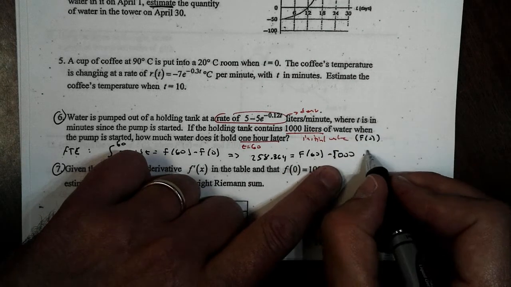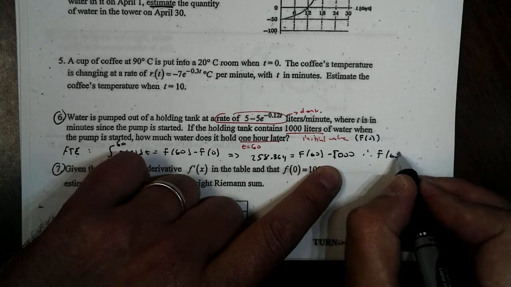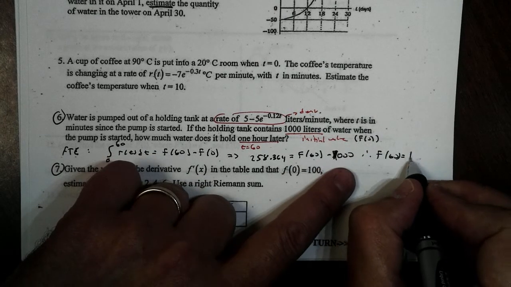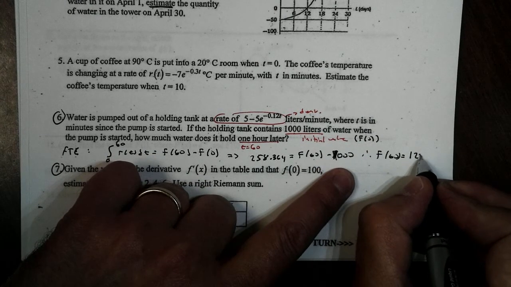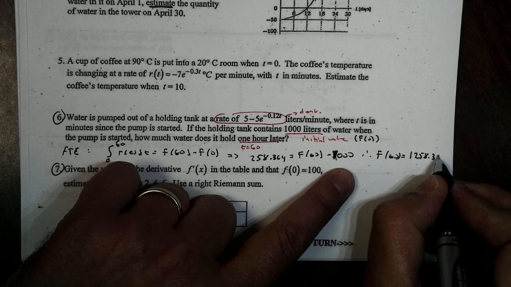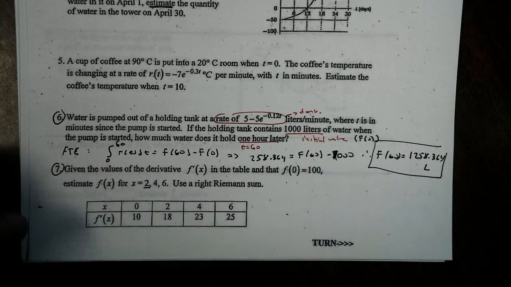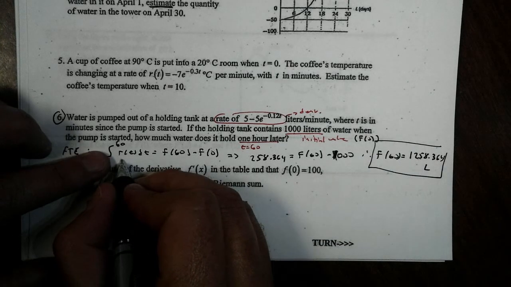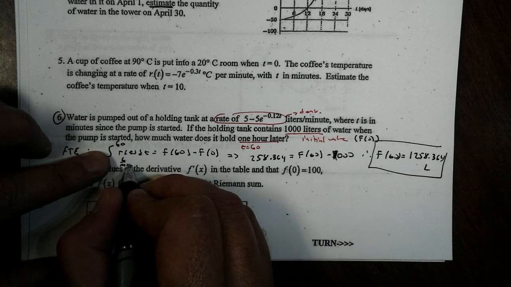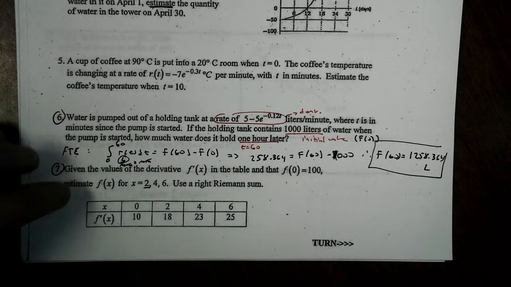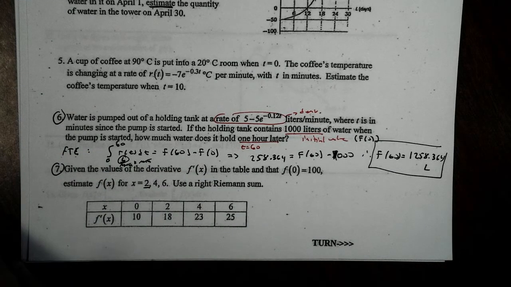So how much do we have in the end? Well, I just add that 1,000 to the other side. We get 1,258.364 liters. Now, how do I know that's going to be liters? Well, look at the units. Remember, this is liters per minute. Time is in minutes. You look at that, used for chemistry, and we get our liters right there.